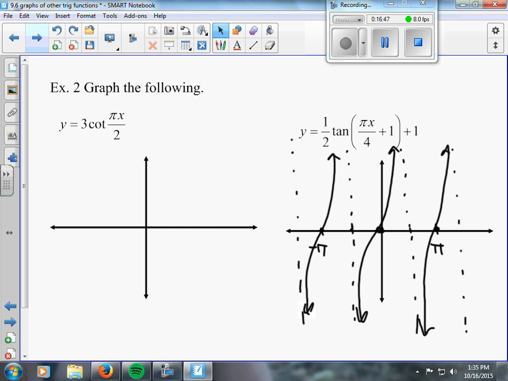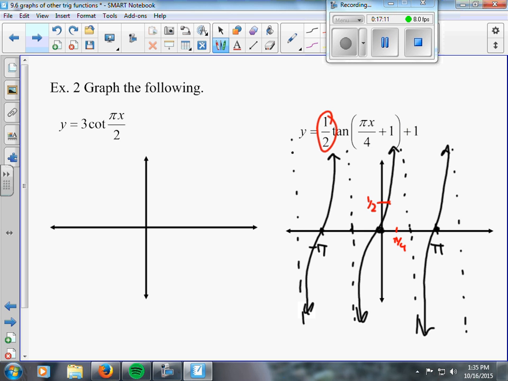Okay, so my amplitude, but this is not really an amplitude, but it's only a half. There's a half in front of that tan. That means that at pi fourths here, I'm really only at a half. And I'm just going to label that as such. And then the other thing that changes is that my period does change.